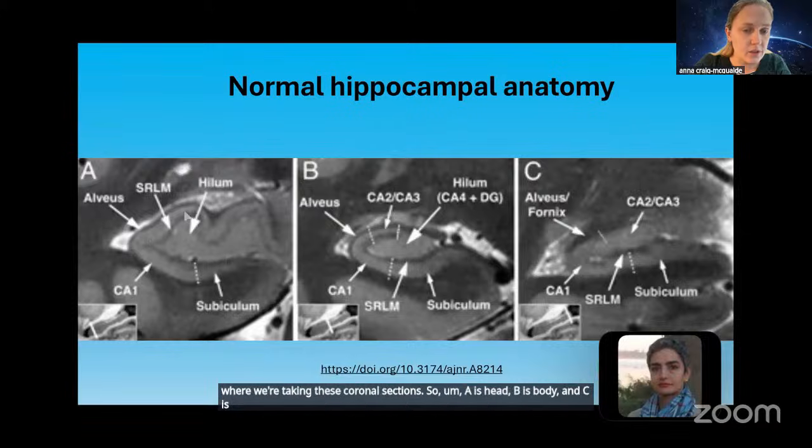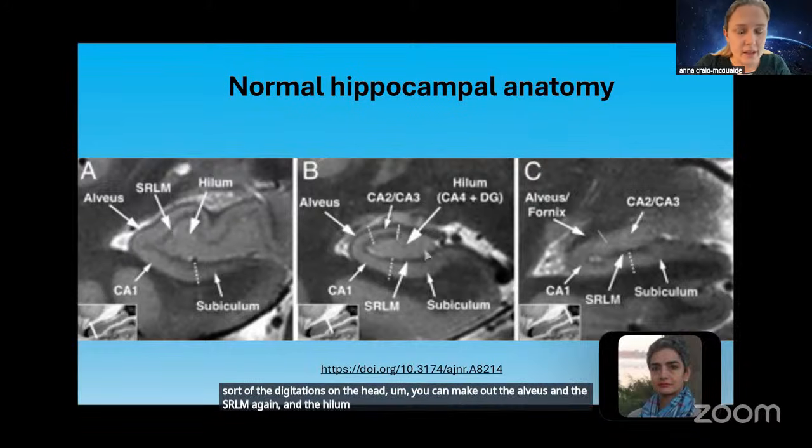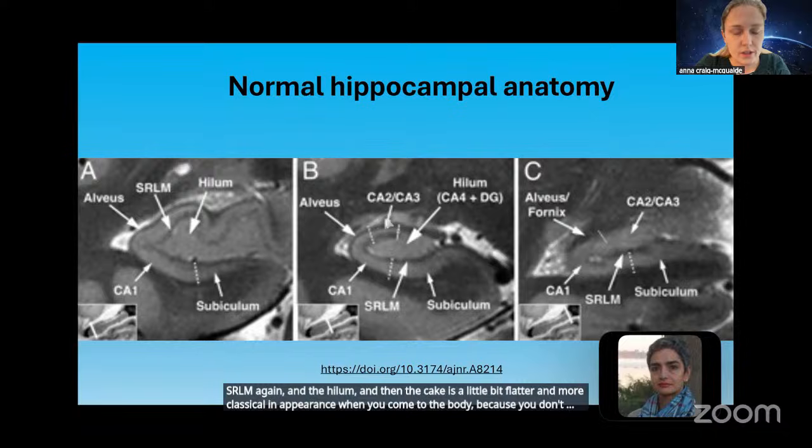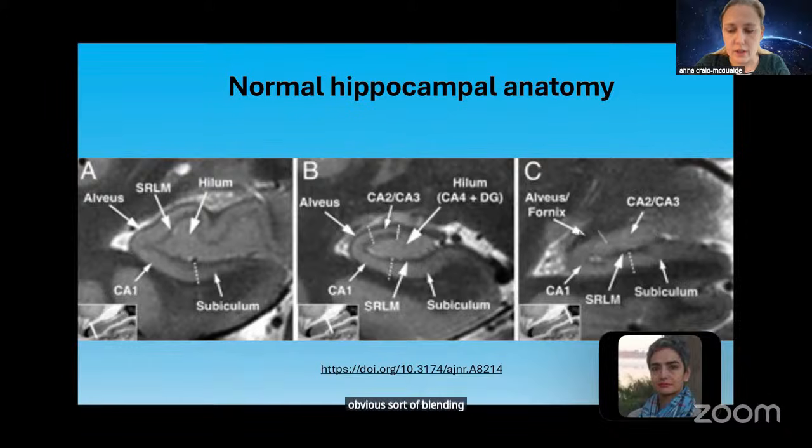So here again, you can see the digitations on the head. You can make out the alveus and the SRLM again and the hilum, and then the cake is a little bit flatter and more classical in appearance when you come to the body because you don't have the digitations. You can see the choroid here, and then you lose the definition a bit as you go back into the tail, and you can see the alveus blending with the fornix there.